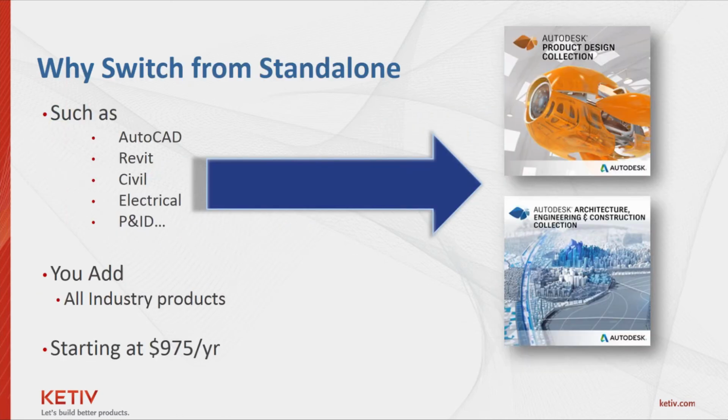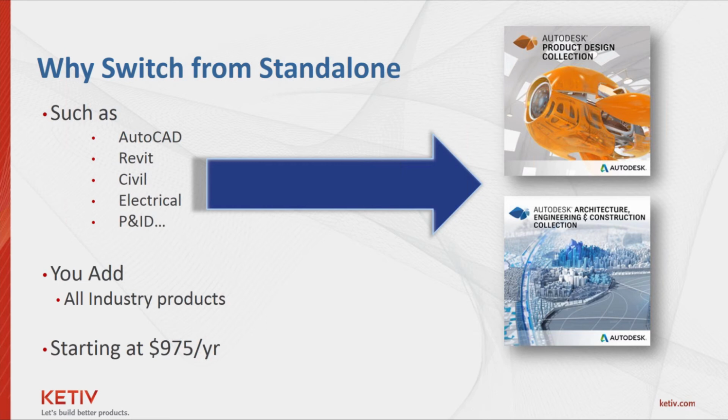The next example I want to go to is that there's a lot of folks on the call here today that have a standalone product. Standalone meaning just AutoCAD or just Revit, just Civil, just Inventor, just P&ID or just Plan. So any one of those can actually do a switch as well today to a collection, whether it's Product Design Collection or AEC Collection. So what you're going to be able to add is more than just what you have, of course. You'll have the entire collection.